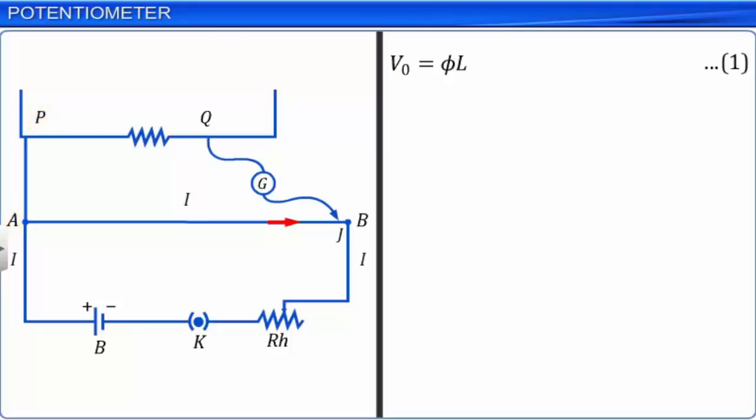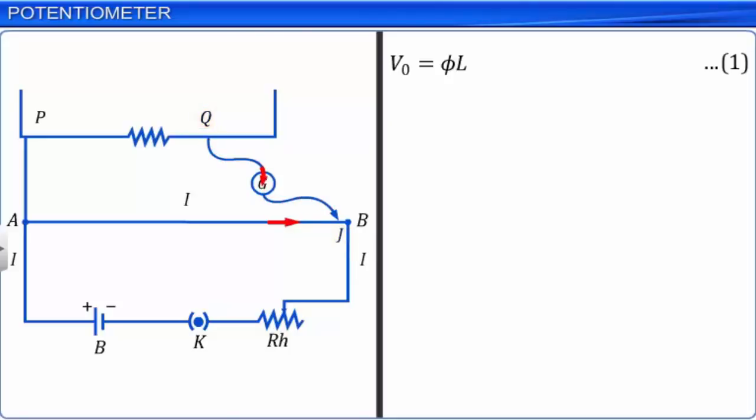Point Q of the resistor is connected to the potentiometer wire through a galvanometer G and jockey J. Thus, points Q of the resistor and J on the potentiometer wire are at a lower potential compared to the potential at point P or A. If there is a potential difference between points Q and J, there will be a current passing through the galvanometer.